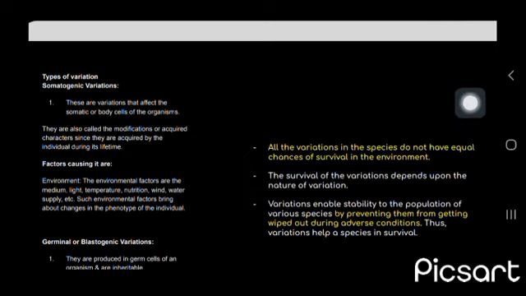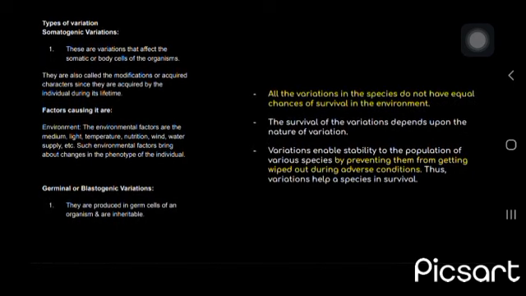All the variations in the species do not have equal chances of survival in the environment. So the survival of the variation depends on the nature of the variations. Variations enable stability to the population of various species by preventing them from getting wiped out during adverse conditions. Thus, variation helps a species in survival. Second type of variation is germinal or blastogenic variation. They are produced in the germ cells of an organism and are inheritable.